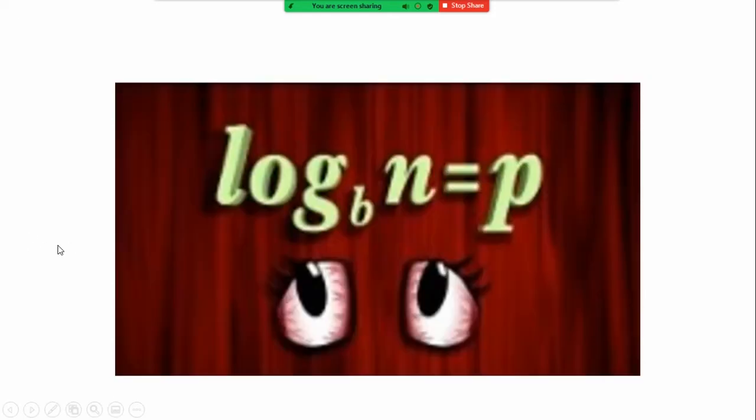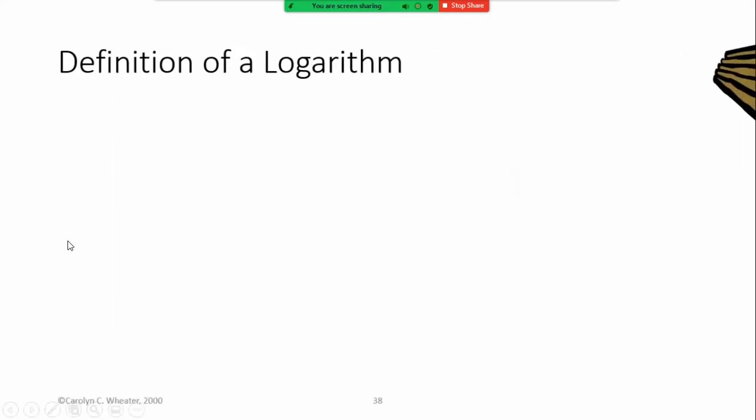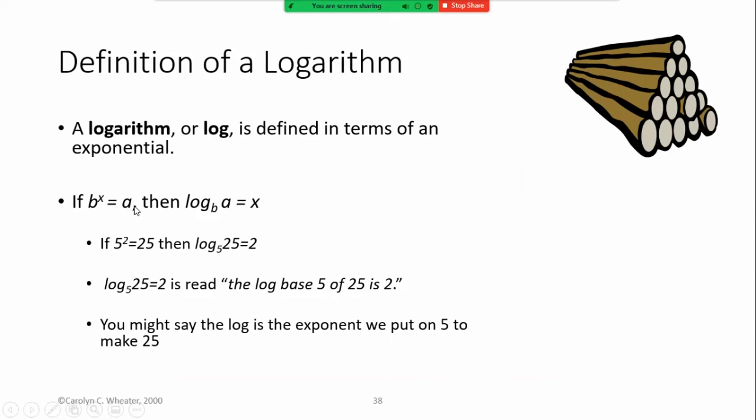All right, so here we go. Again, the definition of log, as he says, is the base raised to what power equals a number. So for example here, 5 squared equals 25, so log base 5 of 25 equals 2.